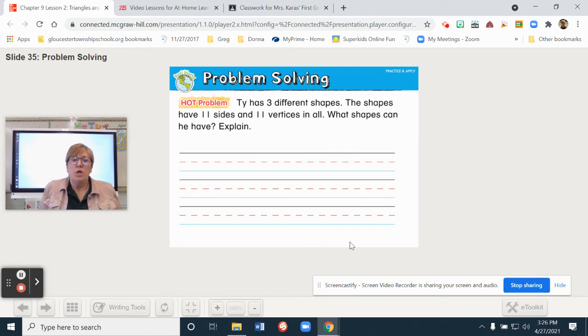Okay, here we go. Ty has 3 different shapes. The shapes have 11 sides and 11 vertices in all. What shapes can he have? Explain. All right, well, now let's think of the shapes that we have learned, okay? Well, yesterday we learned about a square, okay? And we learned about a rectangle. And today we've learned about a trapezoid and a triangle. So, but 3 of them. Well, let's think. A square.